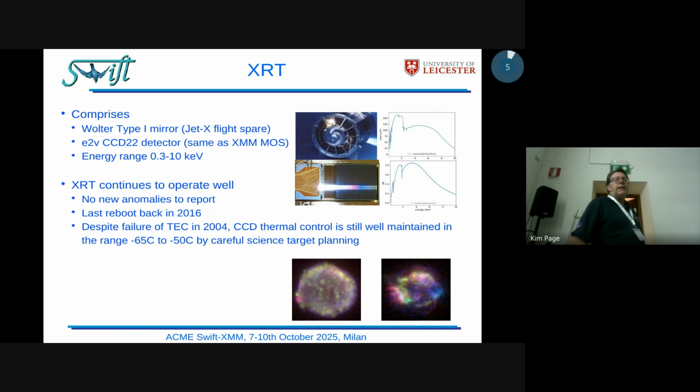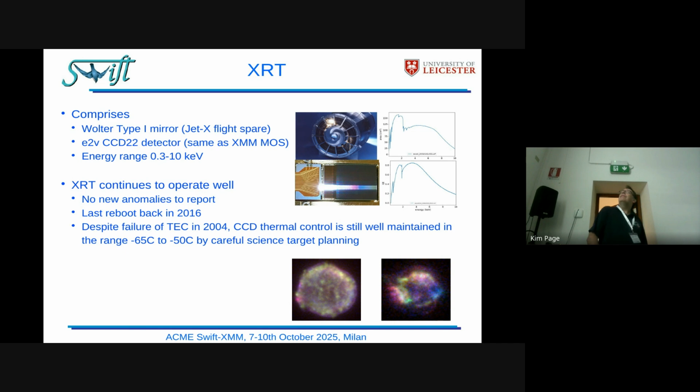The XRT. So the XRT is a traditional Wolter Type 1 mirror. This was actually a JET-X flight spare. JET-X was a mission which never launched, and it was built here, actually, in Milan, in Milano. It combined with an E2V CCD22 detector, which is the same as flown on the XMM MOS cameras, so it's actually one of the MOS flight spares. And it's sensitive over the energy range 0.3 to 10 keV.